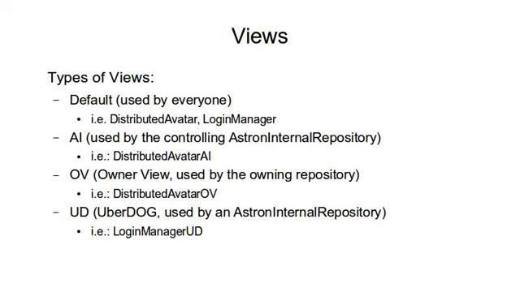There are four kinds of views: the default view, the AI view, the owner view, and the UberDoc view. Default views are used by everybody and do not confer any special privileges. AI views are solely used by server-side repositories. Owner views are used by whoever is assigned as the owner. Ownership is a mechanism to assign special privileges on the game mechanics side of things. It can only be conferred to one client at a time. And last but not least, the soon-to-be deprecated UberDoc view is used to manage UberDocs. Note that when an Astron internal repository is created, it has to choose whether to use AI or UD views.